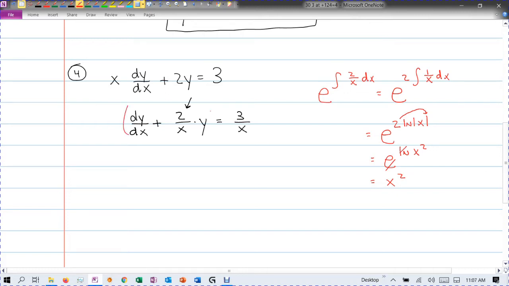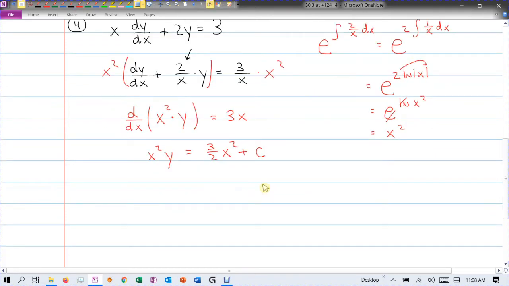I'm going to multiply both sides of this equation by x squared. Now again, we know the left-hand side just turns into the derivative of the integrating factor times y. We don't need to show that. But the right-hand side just turns into 3x. And now we integrate. So when we integrate, we get x squared y equals integral of 3x dx. Actually, should have just done that mentally. The antiderivative of that is just 3 halves x squared plus some constant.